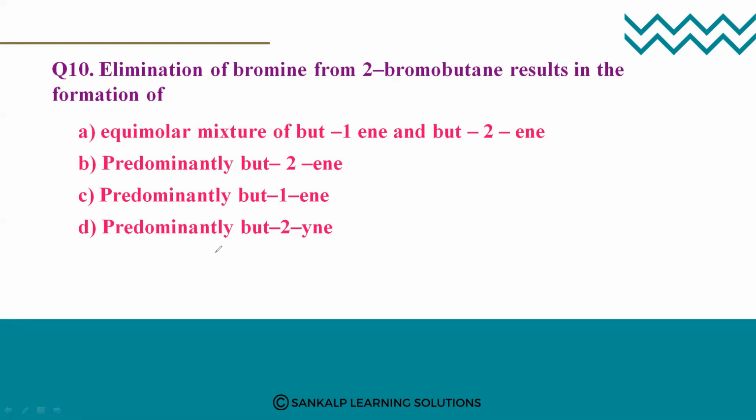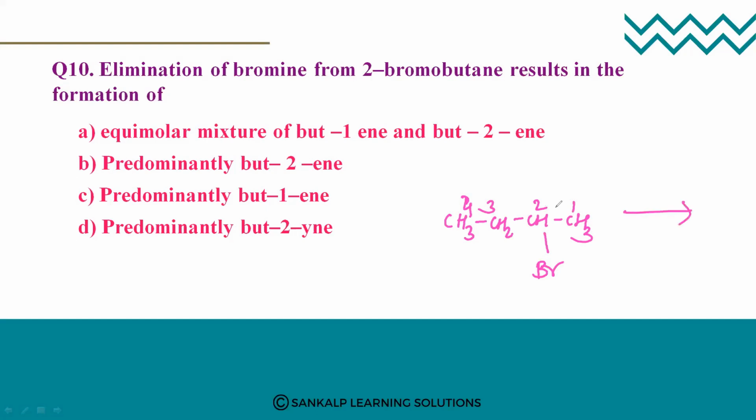I'll write the structure of 2-bromobutane. Butane means 4 carbons, so CH3, CH2, CH, CH3, numbered 1, 2, 3, 4. At the second carbon the bromine is present. So 2-bromobutane, when it reacts, will undergo an elimination reaction.